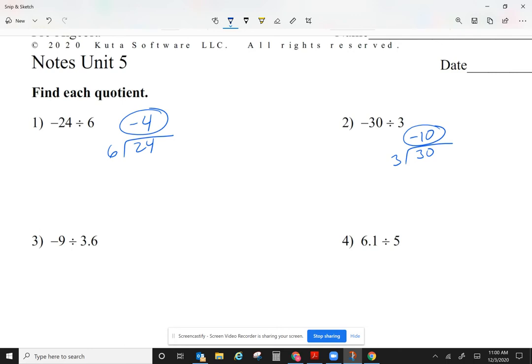I'm looking for the integer such that, multiplied by the second number, is equal to our first number. In my case, number 1, 6 times 4 equals 24. Question number 2, 3 times 10 equals 30. Remember that if the numbers I give you have different signs, then my result should be negative. If the signs are the same, then my result should be positive.